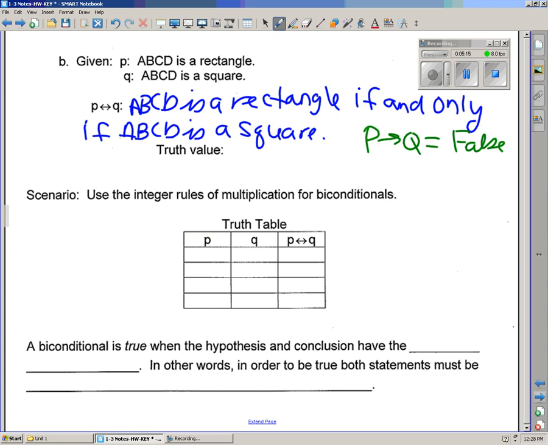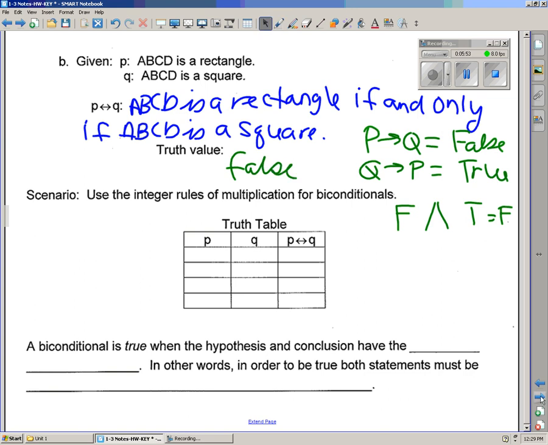Okay? But then if we take the converse, if Q then P, and we talk about this one, and we say, well, if ABCD is a square, then ABCD is a rectangle, we know that is true. And remember, the biconditional is the conjunction of the conditional and its converse. If I have a false and a true, and I go back to the scenario about if I clean my room and I do the dishes, then I can go out. Well, it turns out that I'm not leaving the house. So the truth value of this happens to be false.